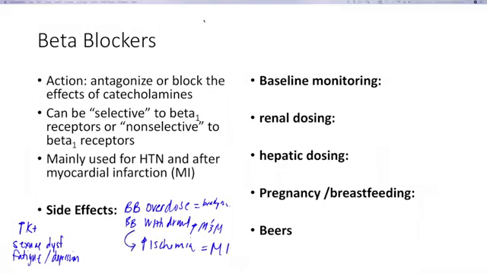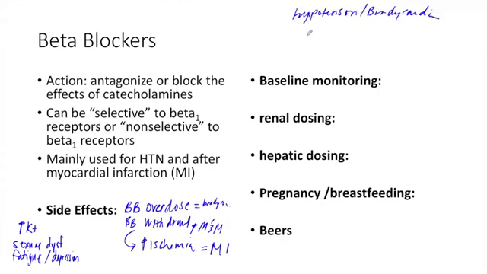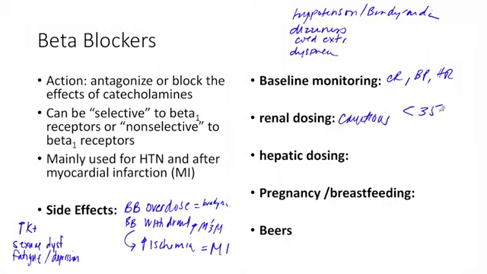So the common side effects are obviously hypotension, bradycardia, fatigue we talked about, dizziness, cold extremities. They can have some dyspnea with it as well. Baseline monitoring. So you need to know your kidney function at baseline, as well as your BP and heart rate, and then intermittently through therapy. Renal dosing, be cautious with creatinine clearance under 35. There's really nothing delineated related to hepatic dosing. Pregnancy and breastfeeding. So you're going to avoid in late pregnancy, second and third trimester, and consider an alternative for breastfeeding.